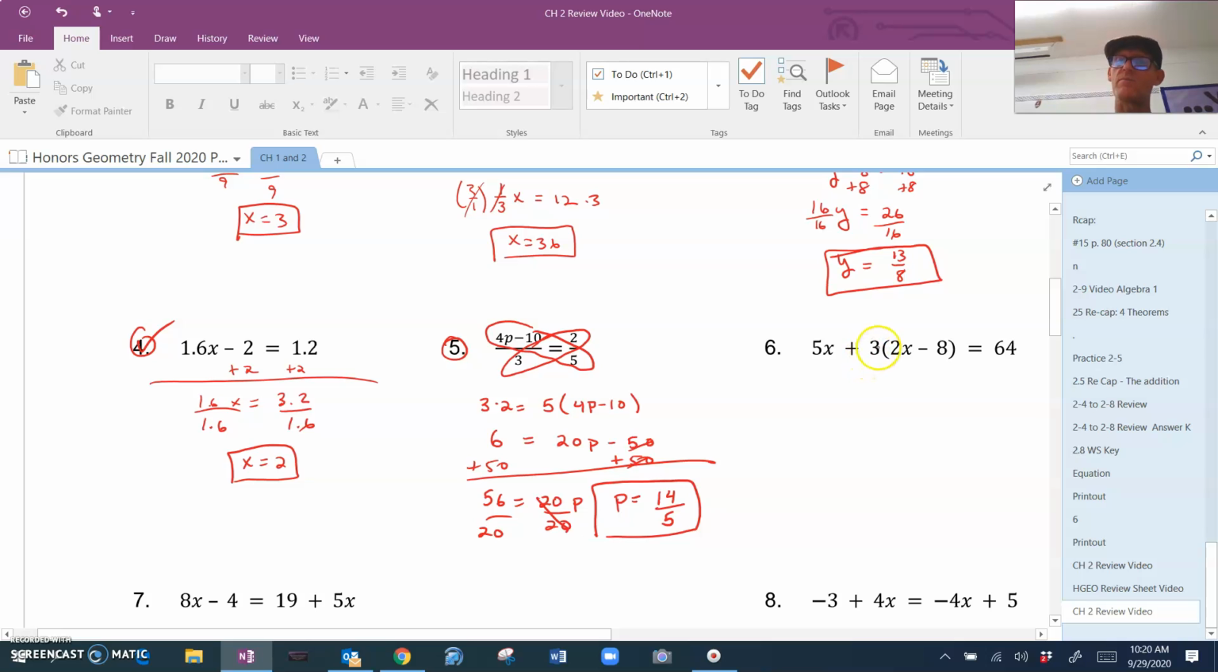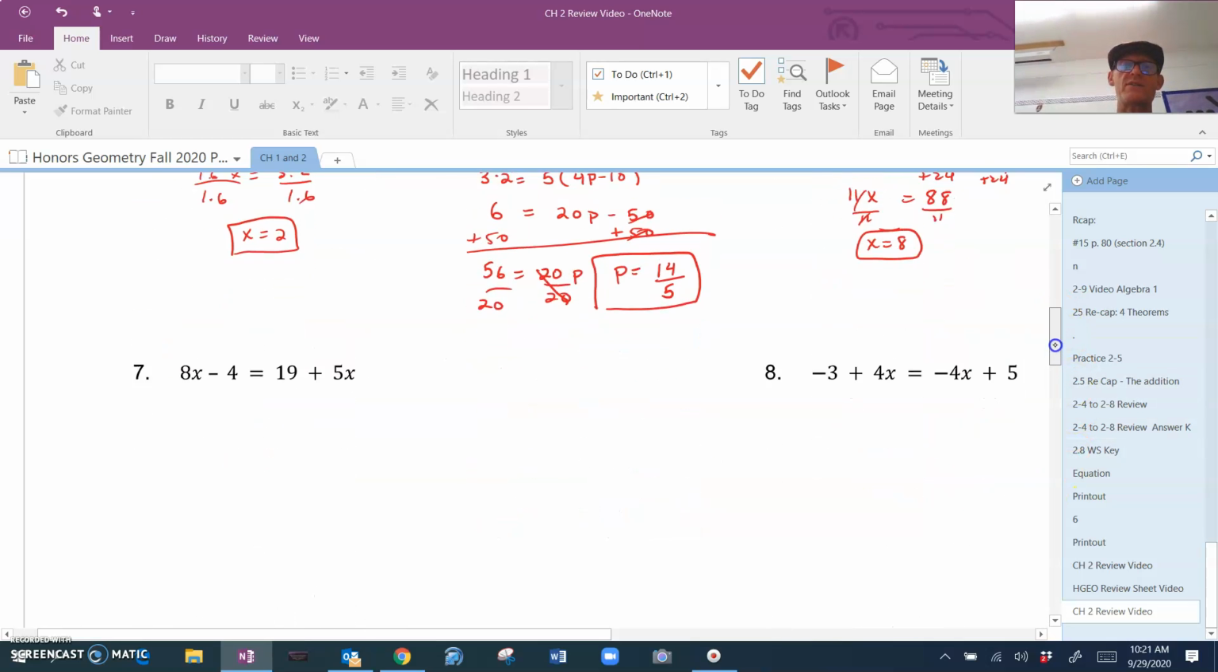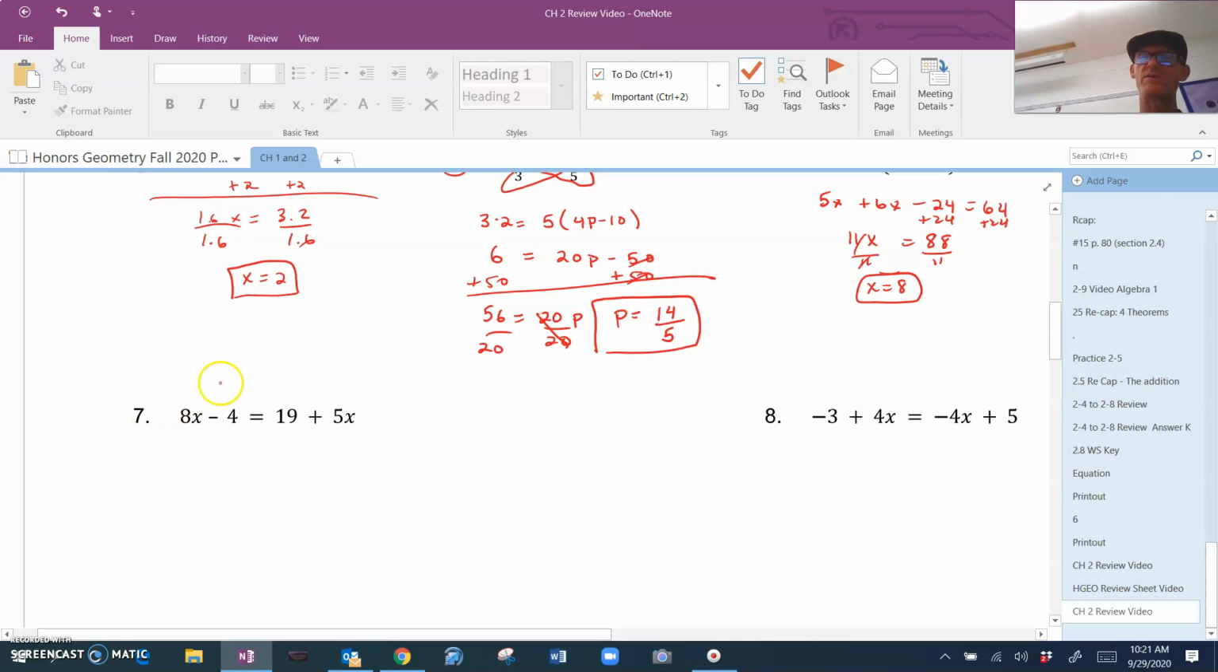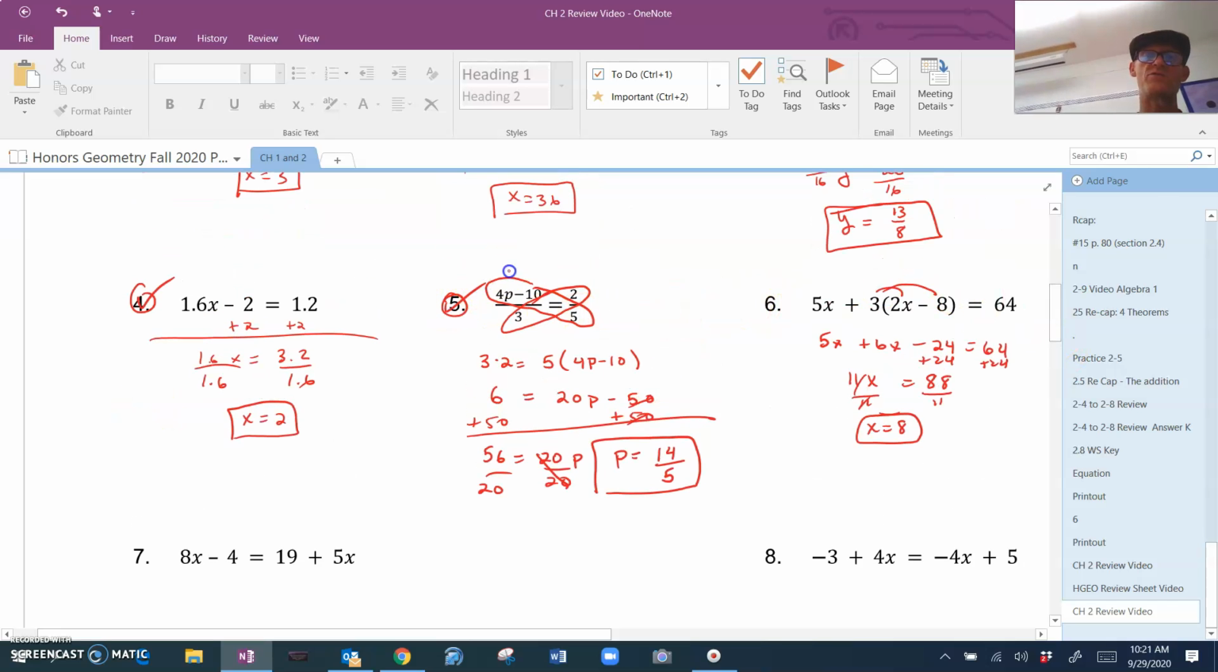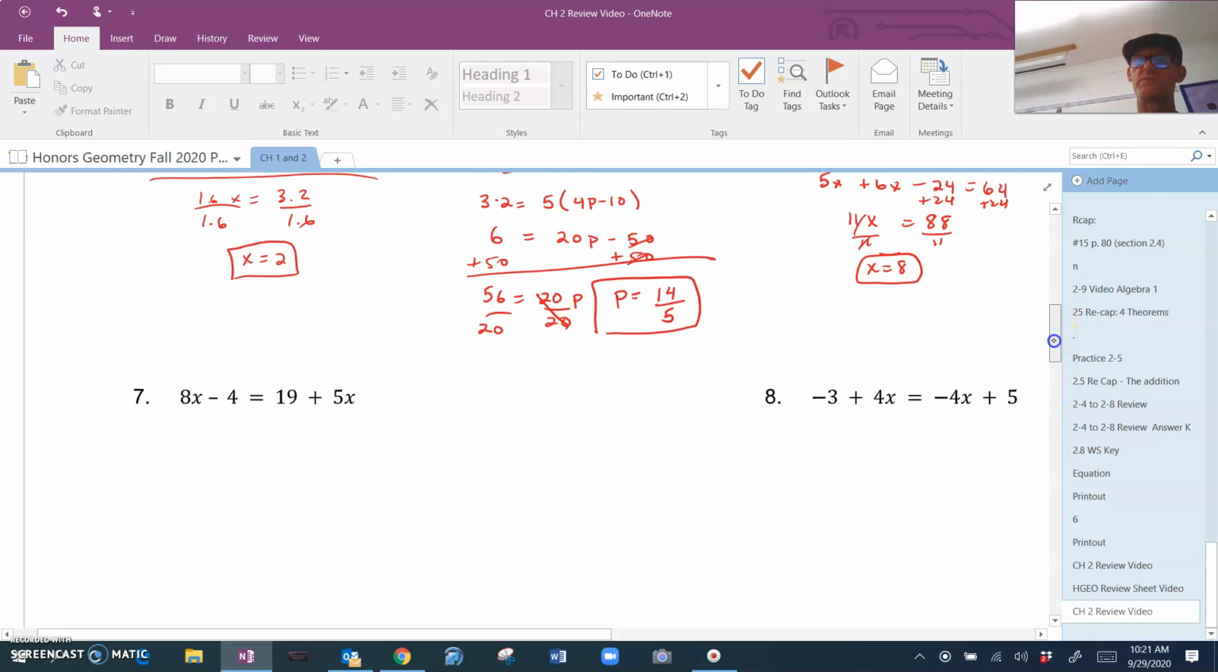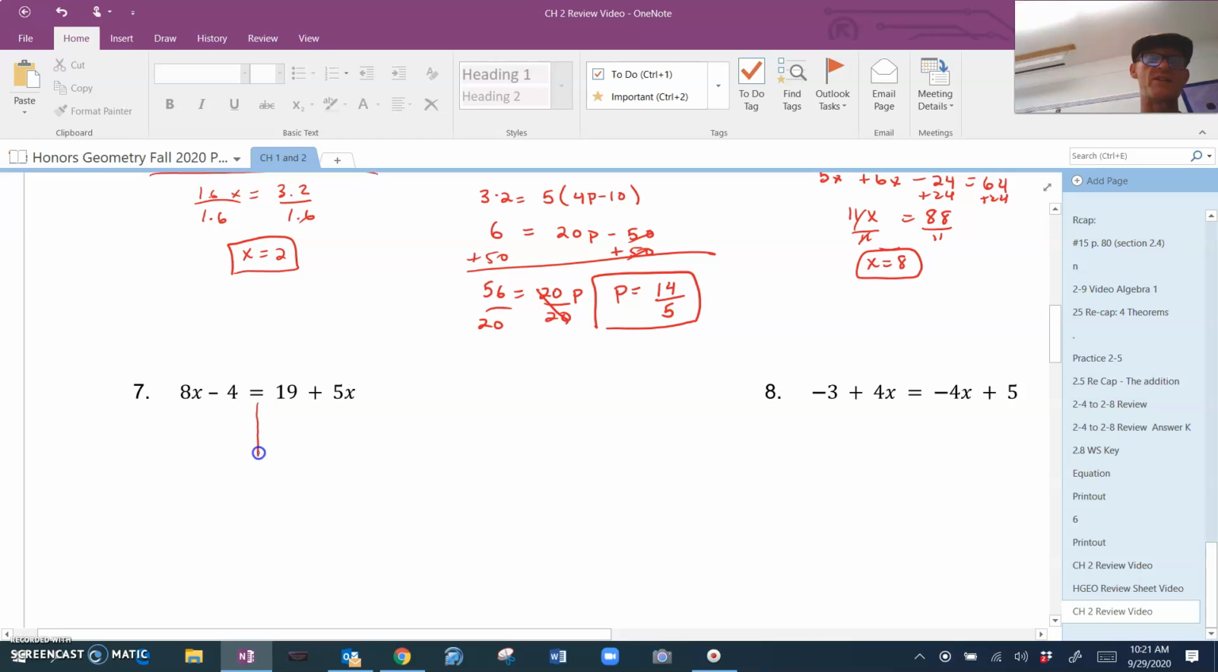And the next problem is a distributive property problem again. You get 5x this term plus 6x minus 24 equals 64. If you combine these two terms, you get 11x, and then you add the 24, you get 88 on the right. And you get x equals 8 for the answer there, because you divide both sides by 11. Now what you do next is looking at a problem. That one's done. I got to check that one off. Check. 5, check. 6, check. Done.